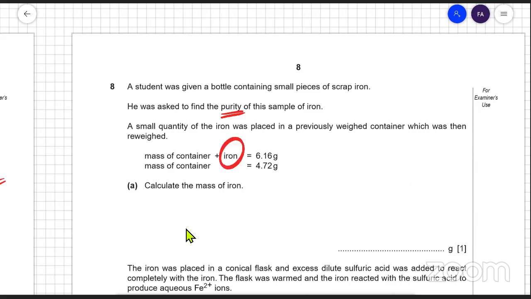We'll do that quickly. We need a calculator for that. Let's open our calculators. It's going to be 6.16, and I'm going to subtract 4.72 from it, and I'm going to get 1.44 grams. So that's the mass of iron that we are using, and this is a titration question. We want to figure out the purity. Now this 1.44 is not the mass of the iron because there are impurities in it as well. So we need to find out what is the mass of iron.